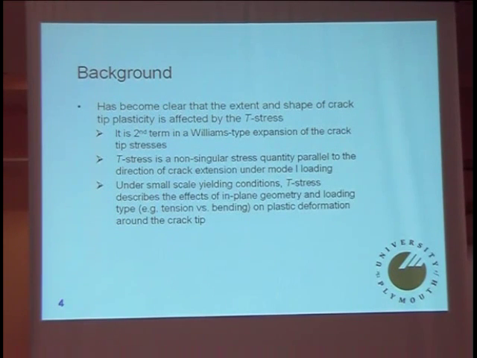And so it's become clear that the extent and shape of crack tip plasticity is affected by the T stress. The T stress is the second term in the Williams expansion. It's non-singular, which means it has a fairly constant value. And under small-scale yielding conditions, the T stress describes the effects of geometry in plane and loading type, e.g. tension versus bend, on plastic deformation around the crack tip. And so a lot of people said, okay, we cannot ignore T, and this is true.